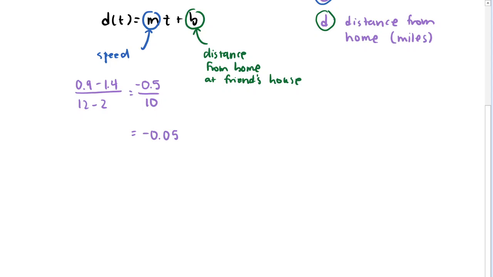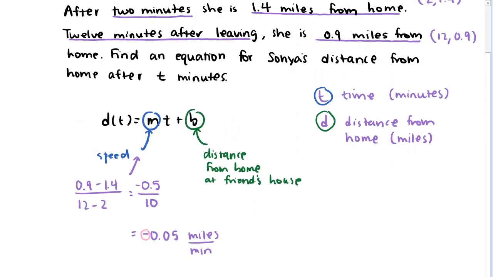So this is her rate of change. This is how fast she's walking. This is negative 0.05 miles per minute, since her input values are described by minutes. And so this negative value here makes sense, right? Why does that make sense? It's talking about the distance she is away from home. If she's walking home, that distance should decrease. This should be a decreasing function because she's walking towards her house.